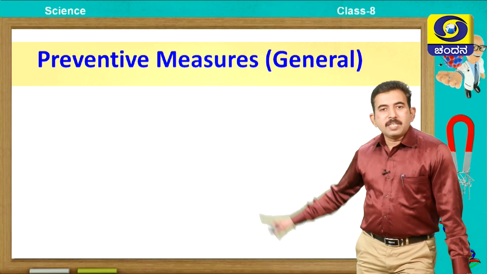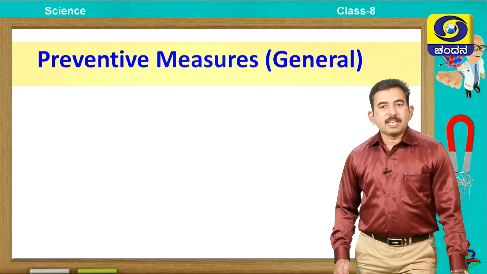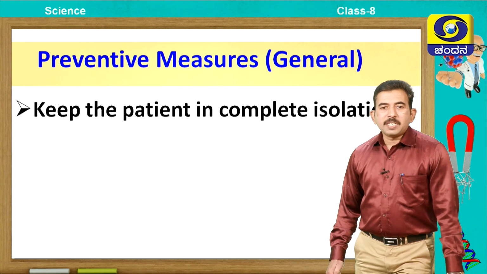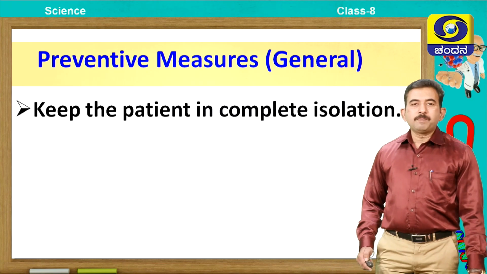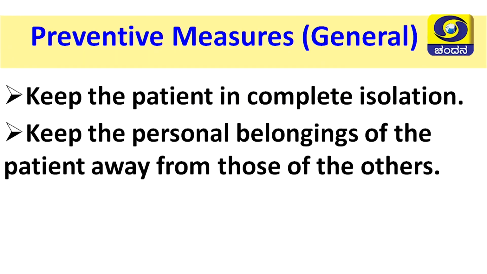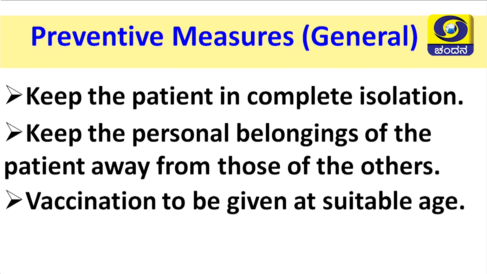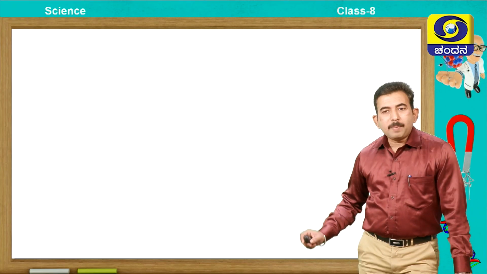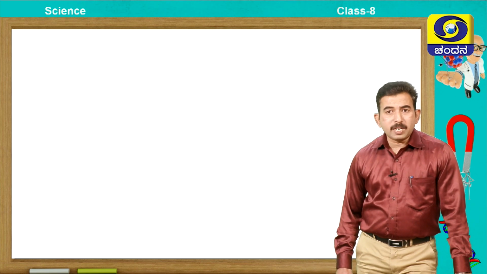The main preventive measures for these airborne diseases are: keep the patient in complete isolation, keep the personal belongings of the patient away from those of others, and give vaccination at a suitable age. These are some of the preventive measures to control airborne diseases.